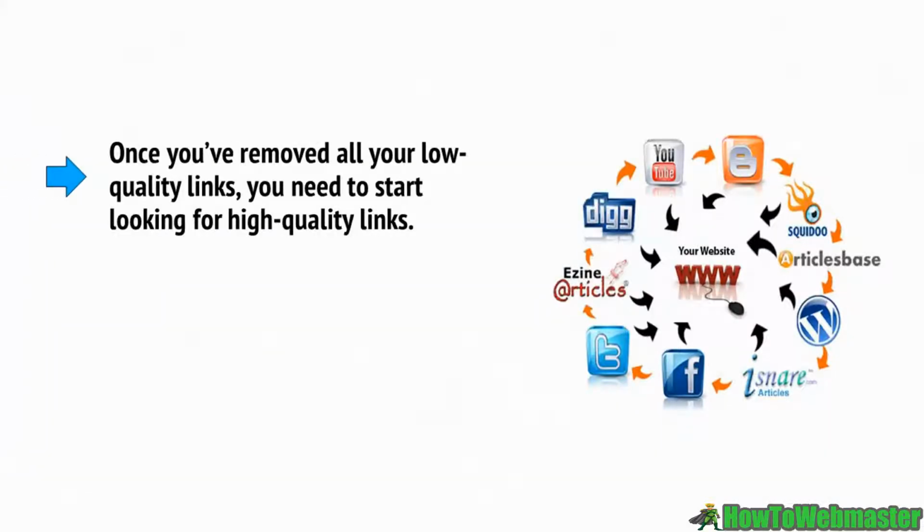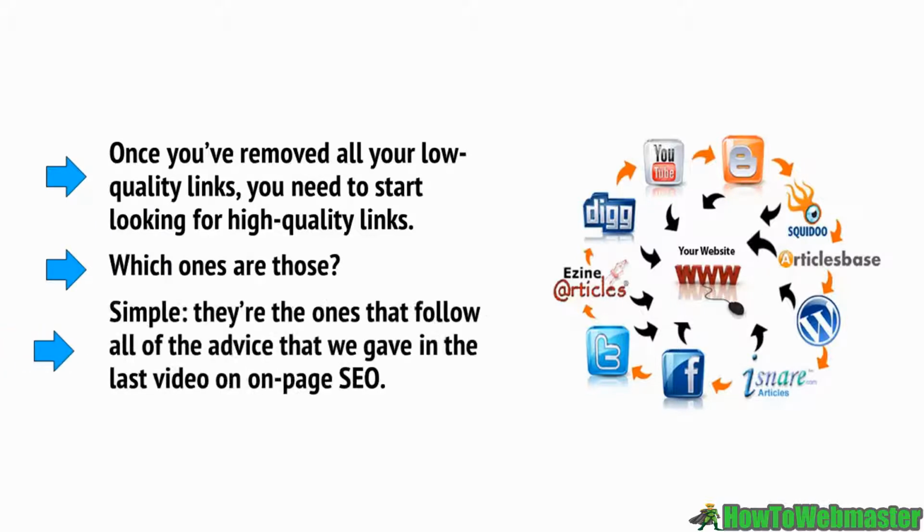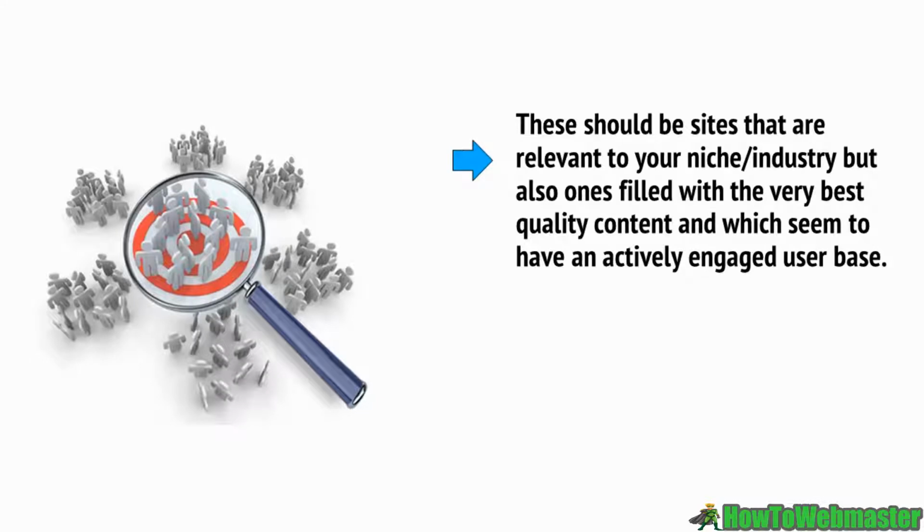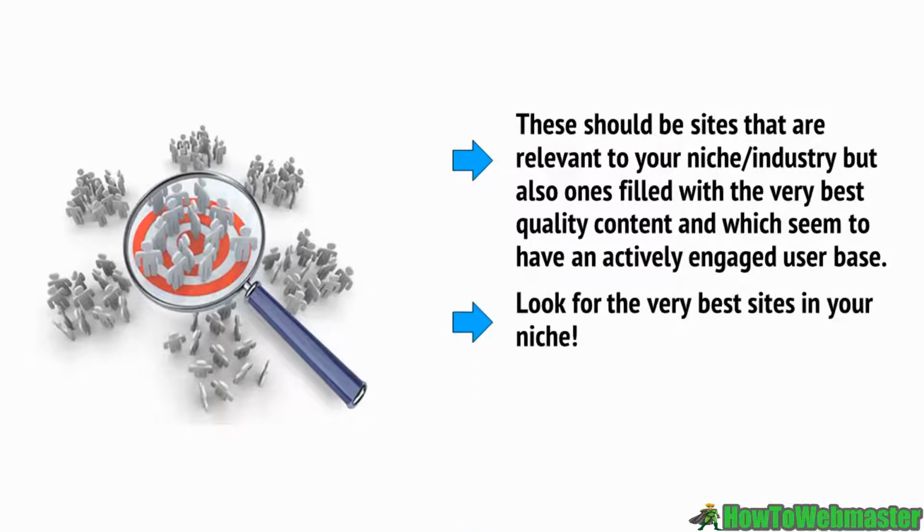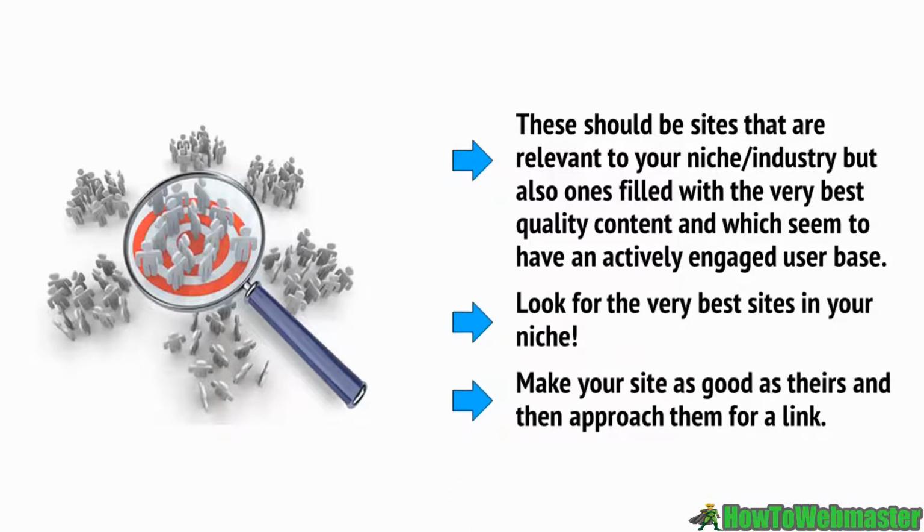Once you've removed all your low quality links, you need to start looking for high quality links. Which ones are those? Simple. They're the ones that follow all of the advice that we gave in the last video on on-page SEO. These should be sites that are relevant to your niche industry, but also ones filled with the very best quality content and which seem to have an entirely engaged user base. In other words, look for the very best sites in your niche. Make your site as good as theirs and then approach them for a link.